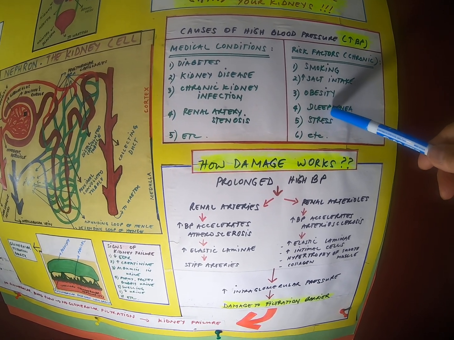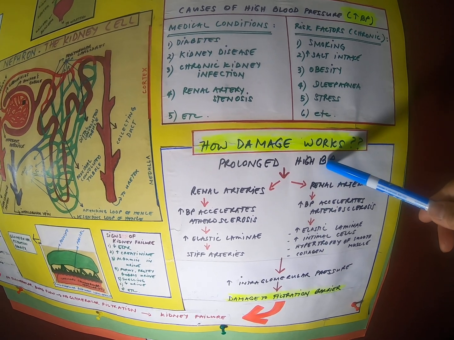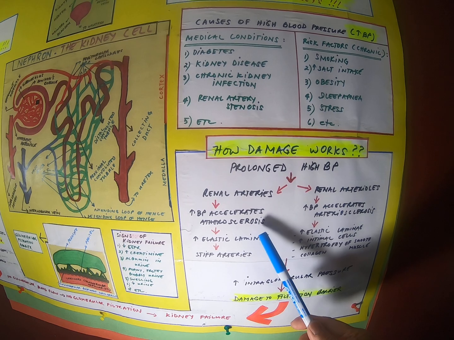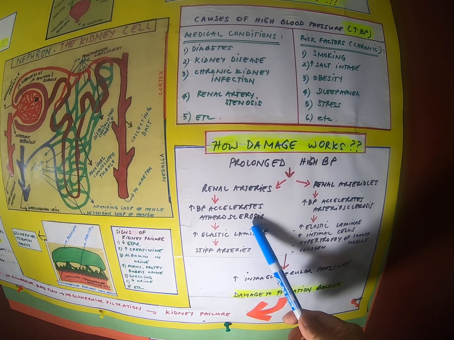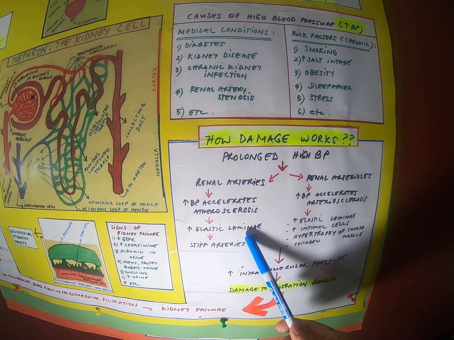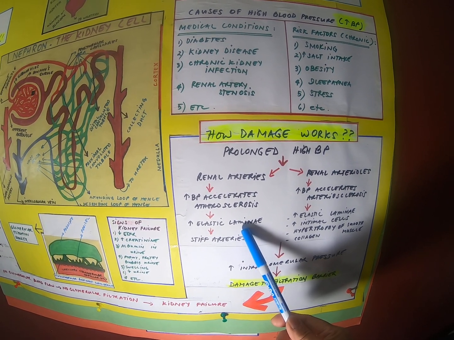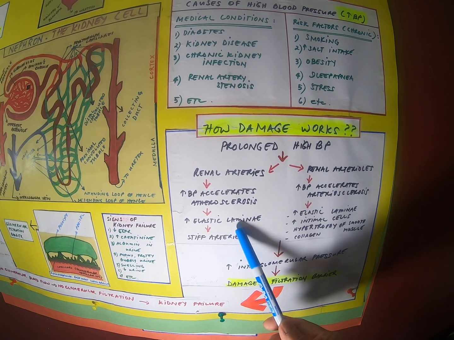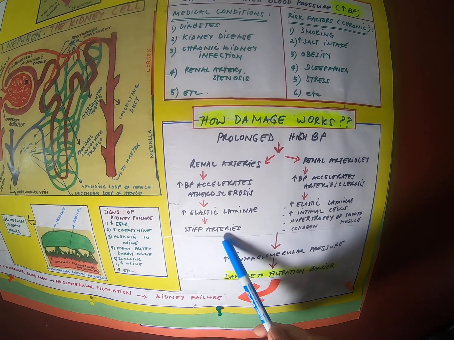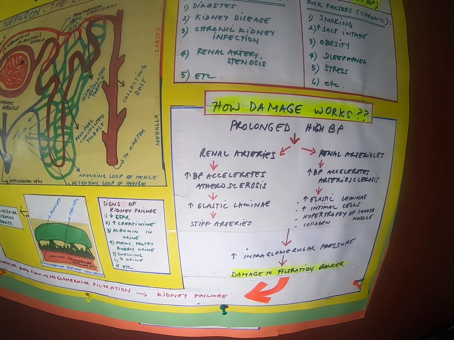Okay, how will the damage work? With prolonged high blood pressure, for bigger or renal arteries, there is already atherosclerosis, but the high blood pressure will accelerate the atherosclerosis, make it worse. There's an increased elastic lamina, which is like the shock absorber between the layers of the vessels, and the bottom line, we have stiff arteries.